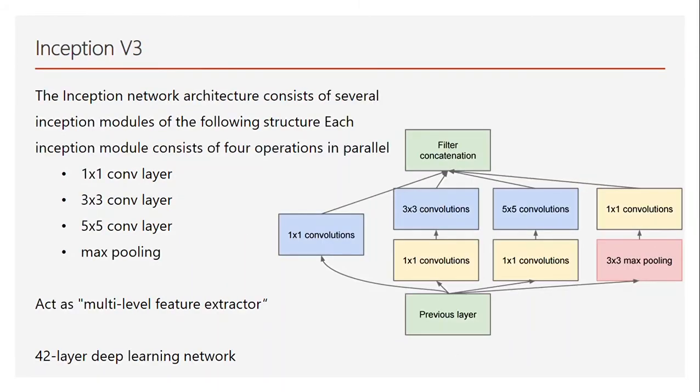In our second model, we use InceptionNet version 3. The InceptionNet architecture consists of several inception modules with parallel operations. They are a 1x1 convolutional layer, a 3x3 convolutional layer, a 5x5 convolutional layer, and a max pooling layer. They all work in parallel. That's why it's called multi-level feature extraction. InceptionNet is a 42 layer deep network architecture and highly successful in the ILSVRC dataset 2015.